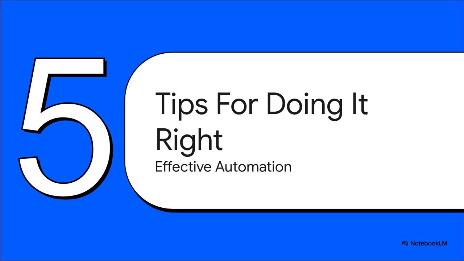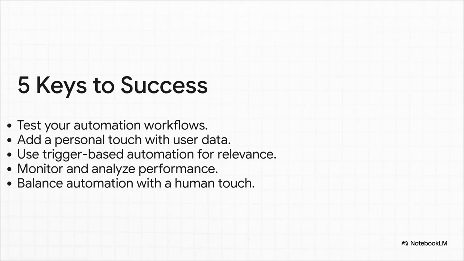So, you've seen what an awesome automation looks like. You're probably thinking, okay, I want to do that. So let's run through 5 essential tips to make sure you get it right. All right, these 5 keys are pretty much non-negotiable. 1. Test everything. I'm serious. Send it to yourself first. Make sure it feels right. 2. Add a personal touch. Even just using a first name makes a huge difference.